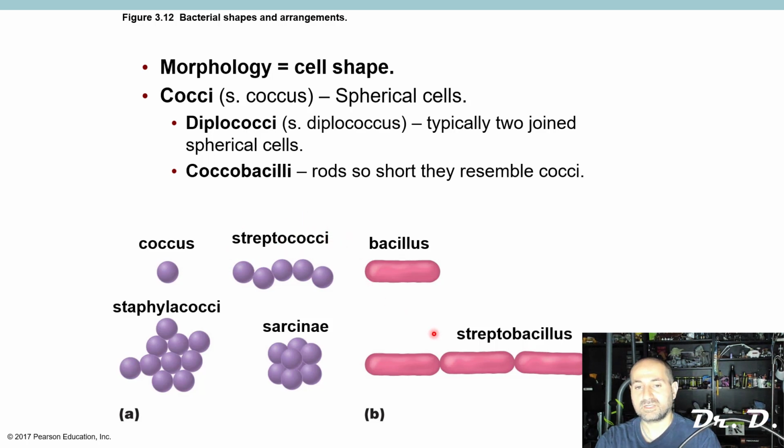Whereas if I saw this under the microscope down here, I would say I have strepto, which means chains of rod-shaped, bacillus, rod-shaped bacteria. Does that make sense? Strepto is arrangement, bacillus is the shape. Strepto is the arrangement, cocci is the shape. All right, I hope that made sense. There's a big difference in microbiology between arrangement and shape. Arrangement means how are they grouped up, and shape means how does each individual look.